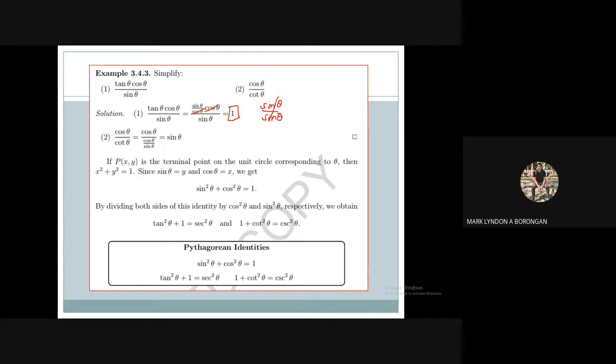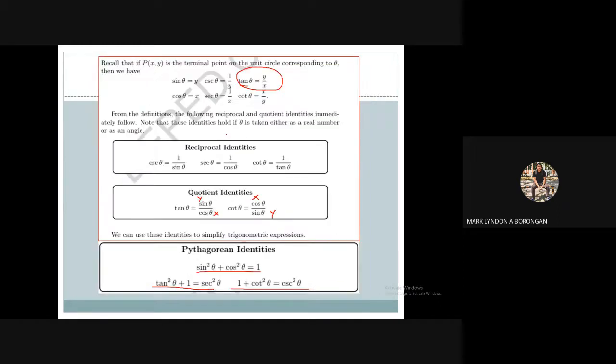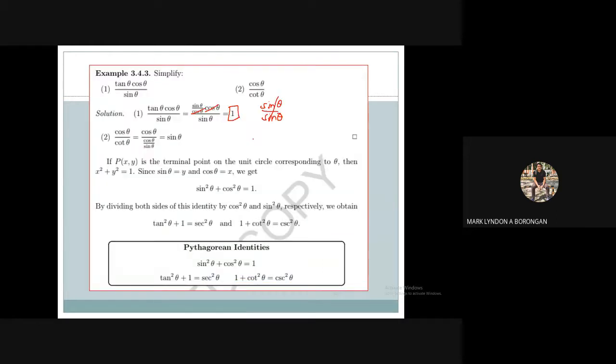Another example is this one. You have the cosine of theta divided by cotangent of theta. As you can see, we cannot replace the cosine. But the cotangent we can replace with cosine over sine. As you can see here, the equivalent of cotangent is cosine of theta over sine of theta.